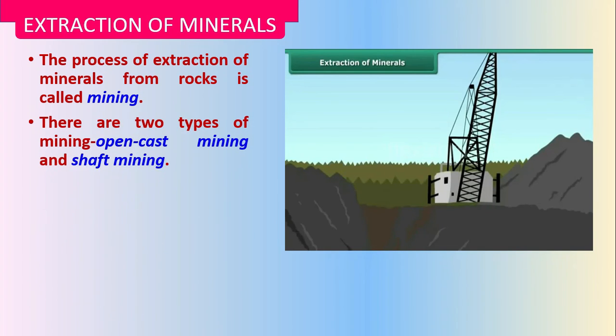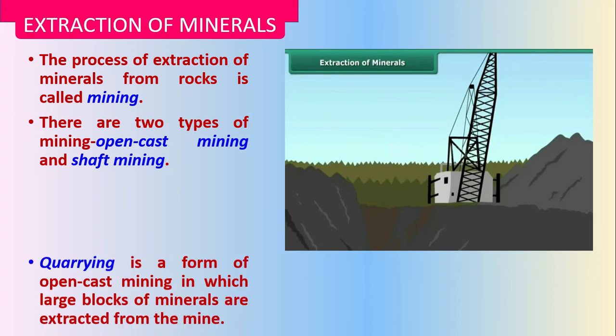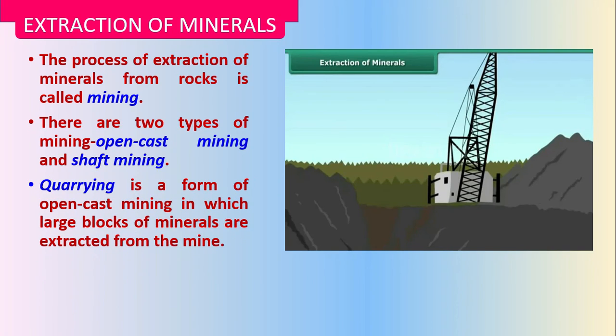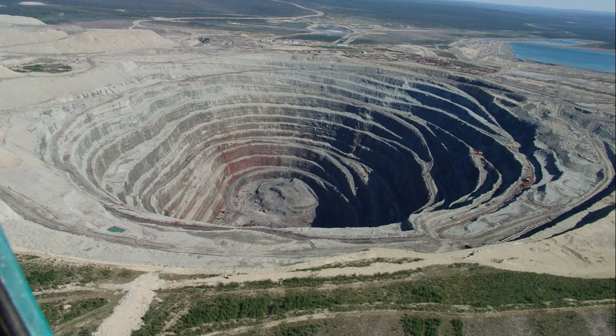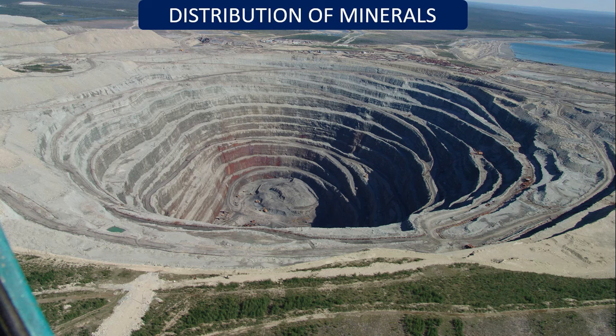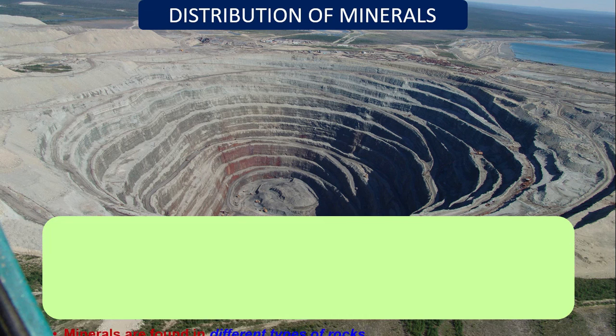There are two types of mining. One is open cast mining and the second one is shaft mining. So quarrying is a form of open cast mining in which large blocks of minerals are extracted from the mine, right? So the distribution of minerals.